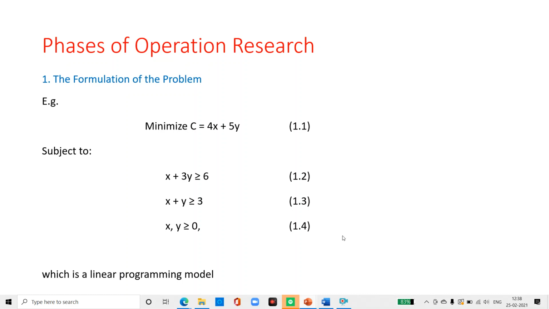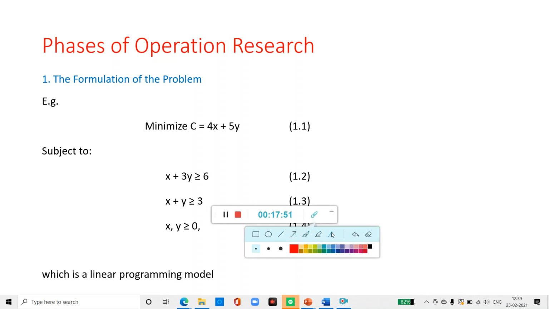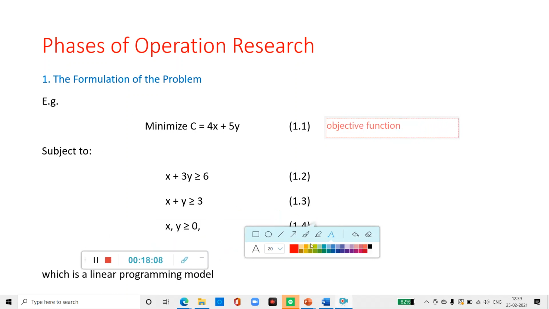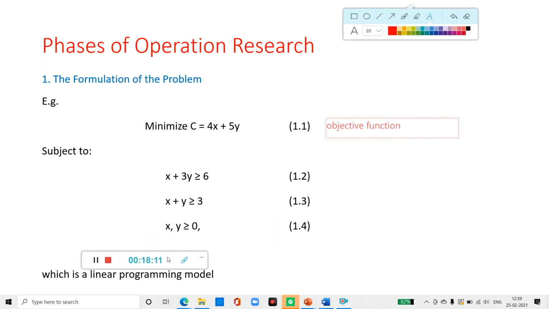So at the same time here, this is called the objective function. Is it clearly understood? So this is called the objective function. Yes or no? Yes, ma'am.